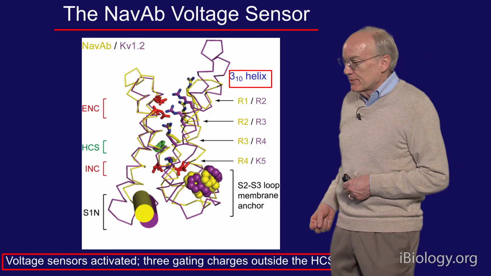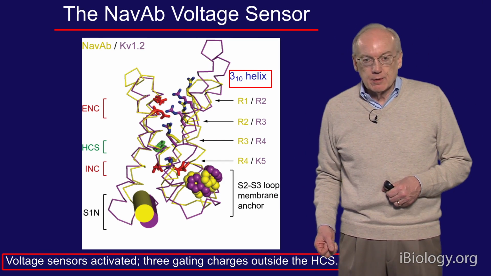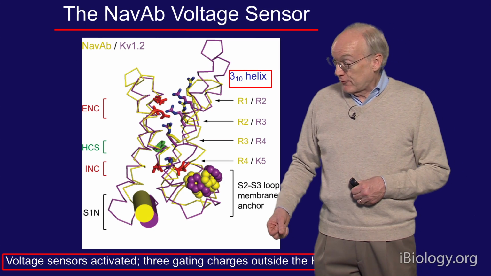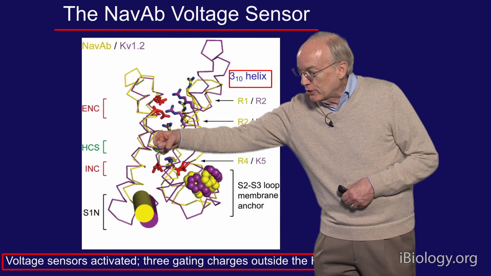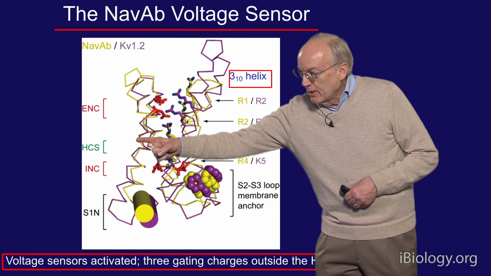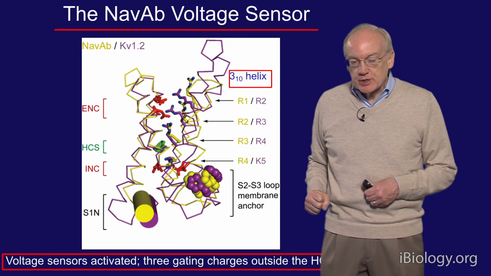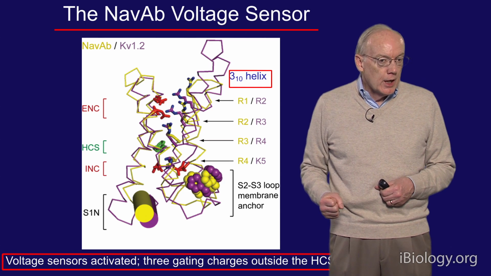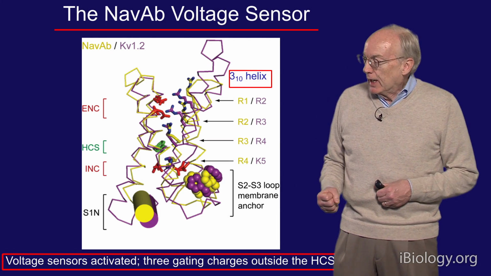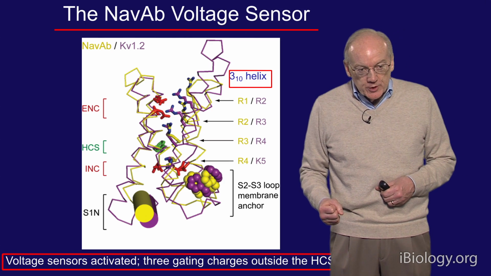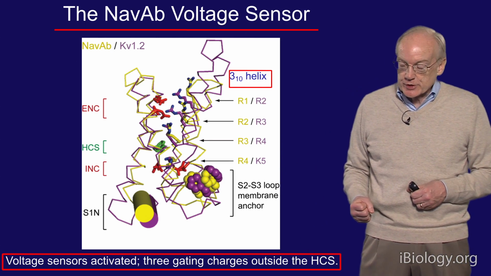A second key location in the voltage sensor, a functional component, is the hydrophobic constriction site, shown in green just here, HCS. It's composed of hydrophobic residues in the middle of the voltage sensor that work as a hydrophobic seal, kind of a rubber seal that prevents the movement of water and ions from outside to inside through the voltage sensor.